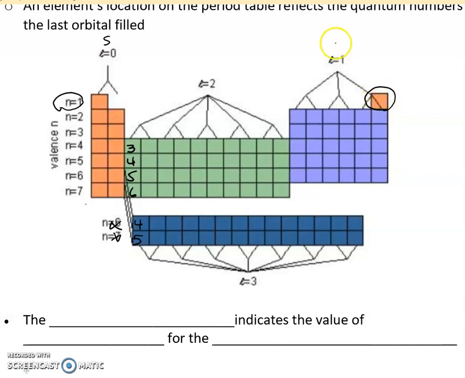Now l equals 1, we know that means p. So everything in blue here is going to be our p block. And then l equals 2 is our d block. l equals 3 is our f block. So we're going to use this to figure out different types of questions and go through different examples.